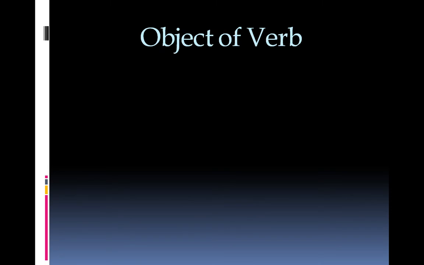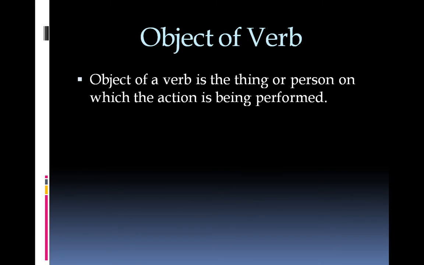Next is object of verb. Object of a verb is the thing or person on which the action is being performed. We have talked at length about objects of all kinds in our lesson on rules of nouns in sentences. That's lesson number 4. If you want to learn about objects in detail, then go through that lesson once again. I'll recommend that for you. Over here, we are going to be brief. Let's have a few examples.